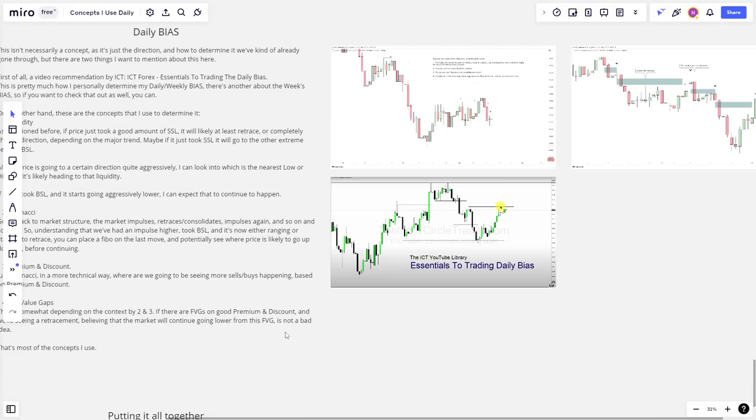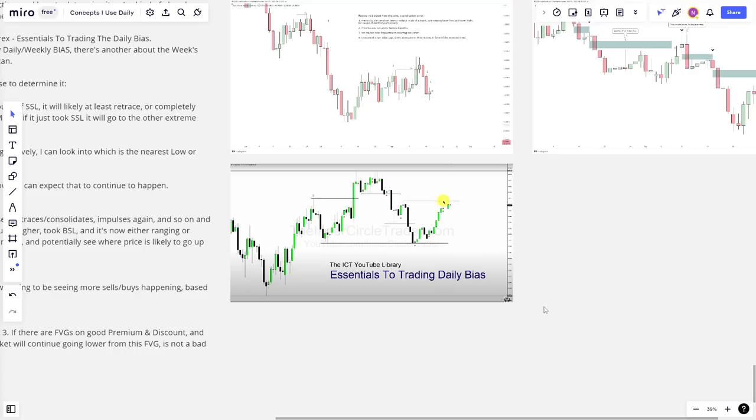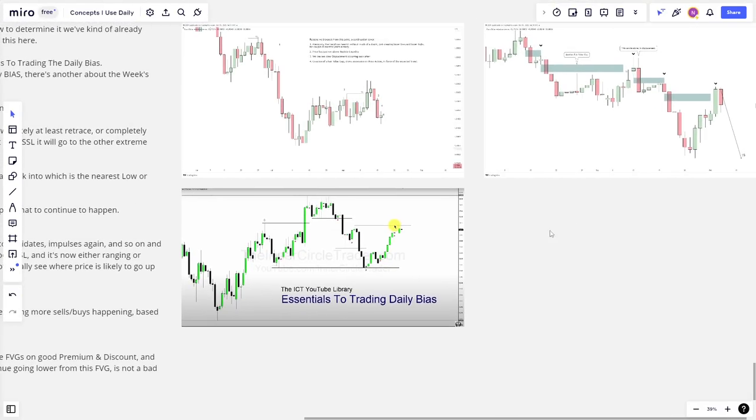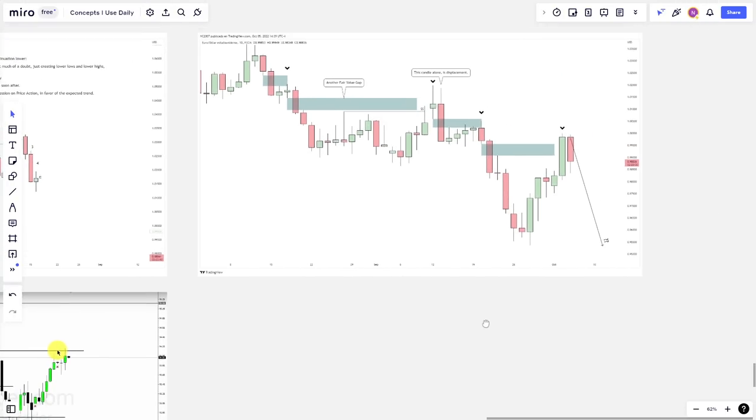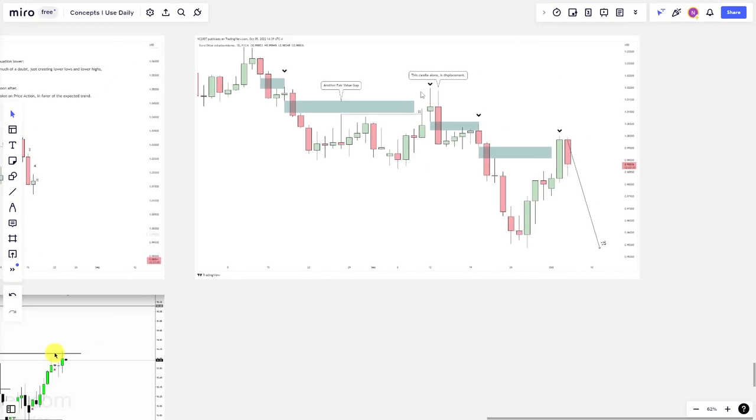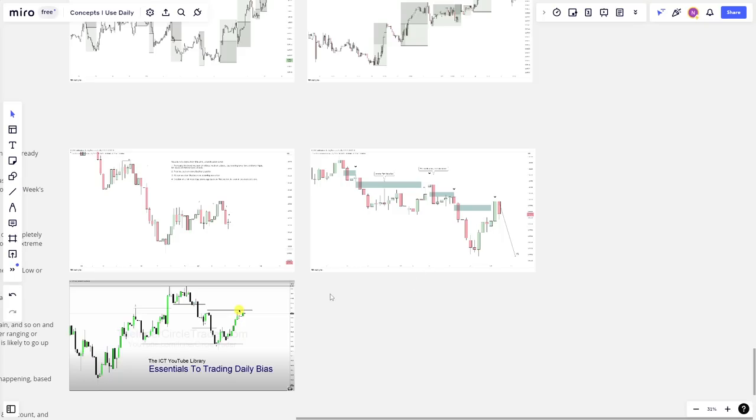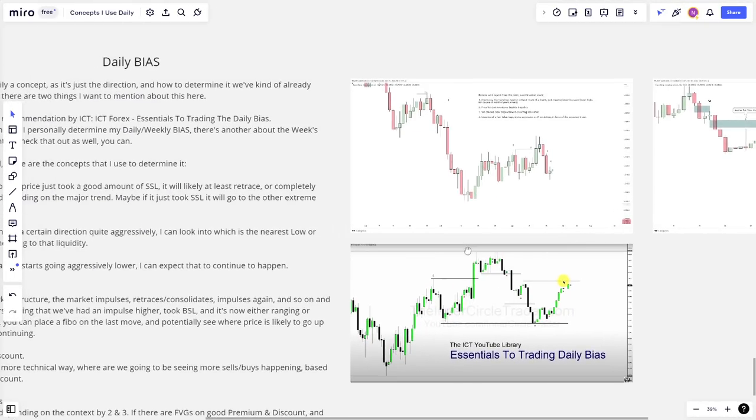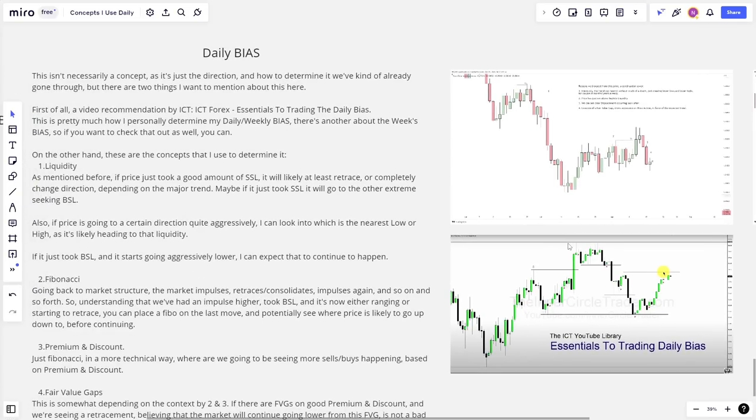Those are the concepts that I use, and that's what ICT uses, right? I like putting things together because it gives me more confidence: random buy side liquidity, fair value gap, displacement, market shift, more fair value gaps, and so on and so forth. It's really good to have a direction that we can understand for this day or for the other. So yeah, I just wanted to mention that about the daily bias. This is all that I have for now.